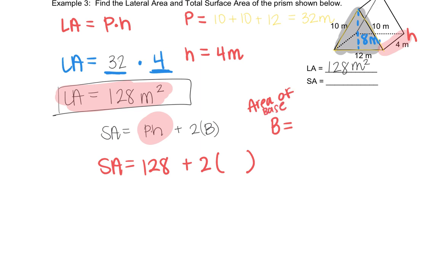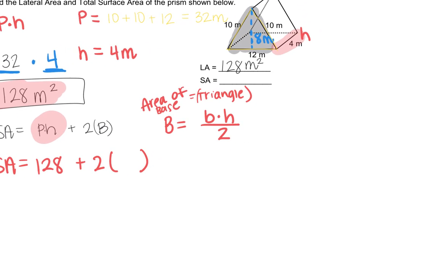The base is a triangle, right? Okay, which I'm going to write here, triangle. The area of a triangle, if you don't remember, it's base times height, and then let's divide it by 2. That's your area of the base.